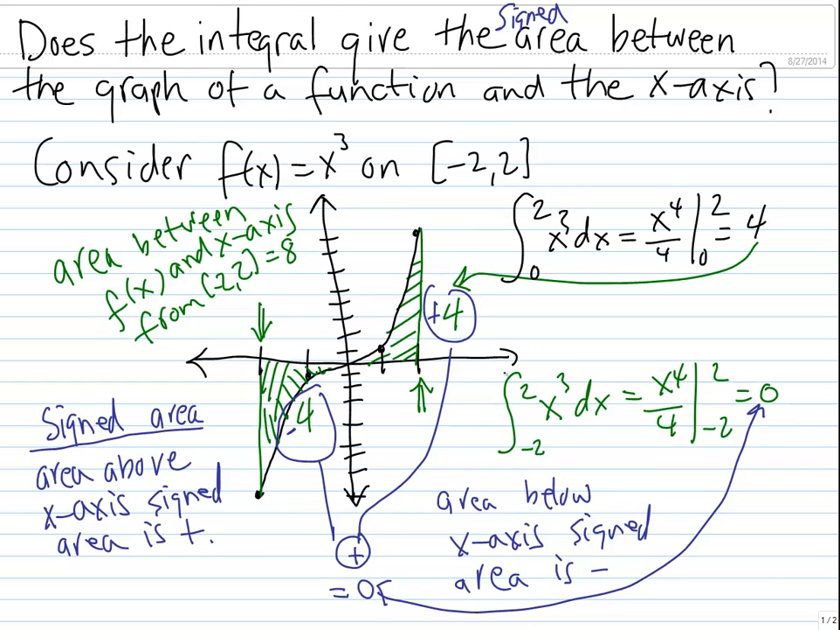We see that f of x equals x cubed is an odd function. Since it's an odd function and we're integrating the odd function over an interval centered at 0, we will always get a value of 0.